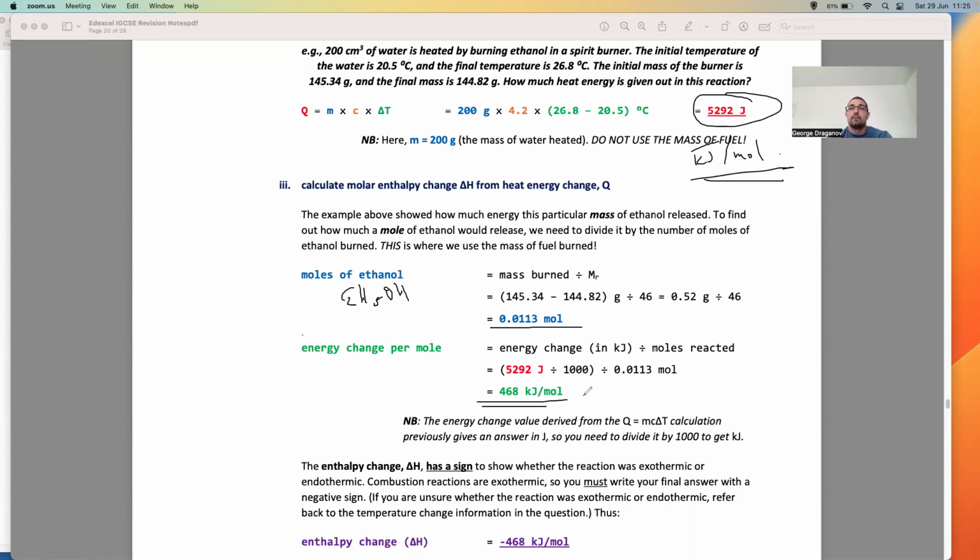But we're not done yet. Enthalpy change, unlike energy change, requires a sign. Now, plus means endo, like we've talked about before, and minus means exo. Okay, we did talk about this before. So because the temperature seems to have gone up from 20 to 26, we must put a minus in front. So that'll be your final mark. You must have the correct sign. So if temperature goes up, put a minus. If temperature goes down, put a plus.